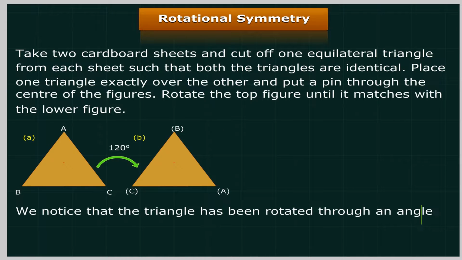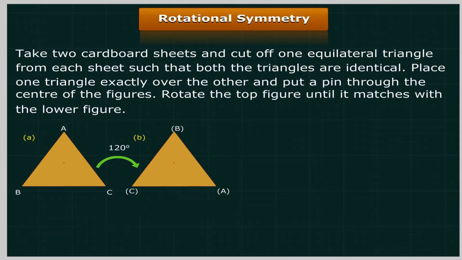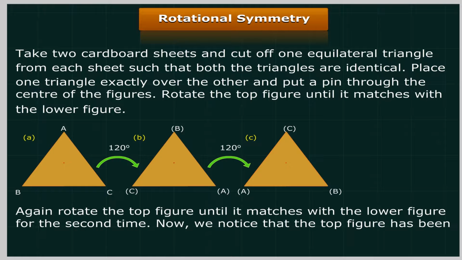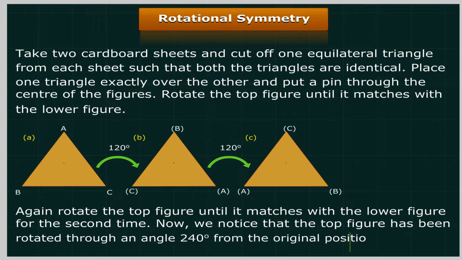We notice that the triangle has been rotated through an angle of 120 degrees. Figure B. Again, rotate the top figure until it matches with the lower figure for the second time. Now, we notice that the top figure has been rotated through an angle of 240 degrees from the original position. Figure C.